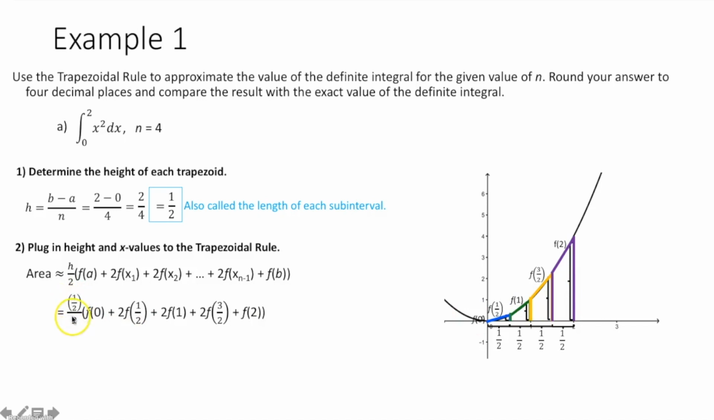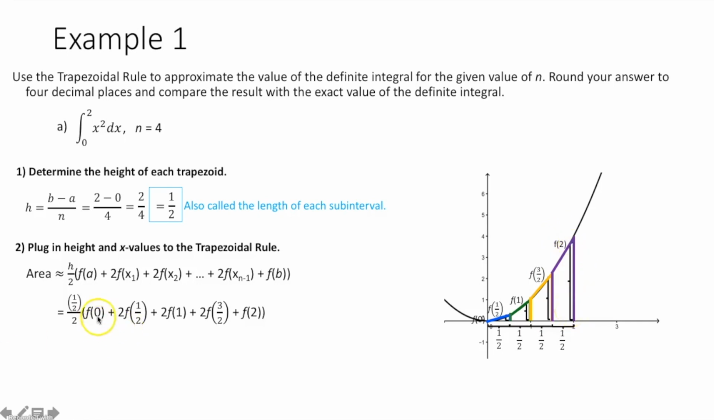So we have 1/2 over 2, h over 2, times the quantity f of 0, which is our first endpoint, plus 2 times f of 1/2, because that's shared by these first two, plus 2 times f of 1, because that's shared by these two, plus 2 times f of 3/2, because that's shared by these two, and then plus f of 2, because that's not shared by anything else.